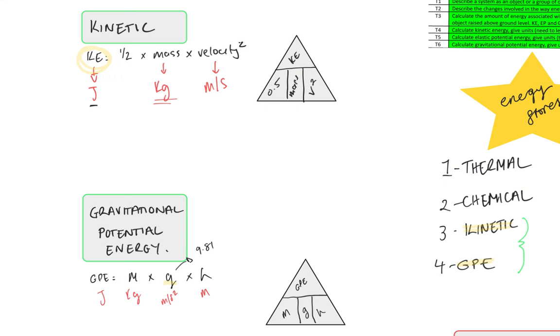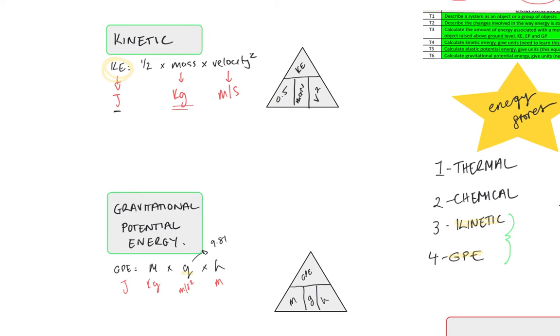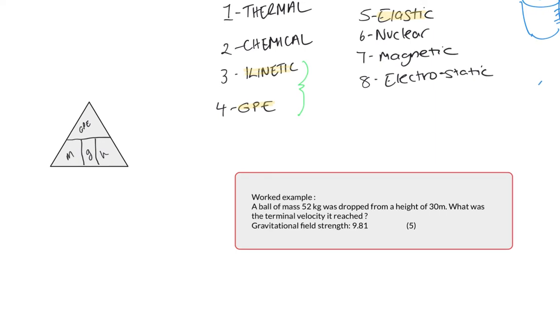So let's look at an example. Before I go on to the example, though, let me just say that you can also be asked to combine the gravitational potential energy and elastic, or kinetic and elastic energies. But it's the same idea, and I'll show you how to do that. So let's look at our worked example then.